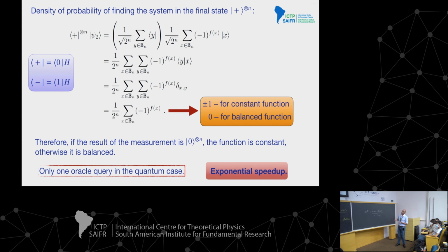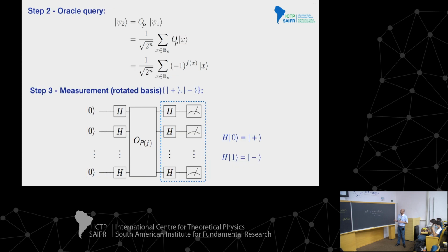Because if the function is constant, this means that this sum over 2 to the n is equal to plus or minus 1. If it is plus or minus 1, this means that this state is exactly the tensor product of plus states. So if this probability is 1, by conservation of probability it's not possible for the system to be found in any other configuration, that is plus, minus, and so on. That's the key idea. So instead of applying the Hadamard gates, measuring in the computational basis, and doing post-processing, I decide to just look at the rotated basis.